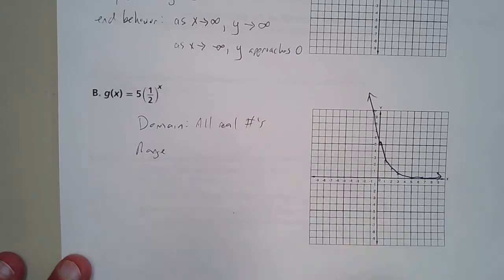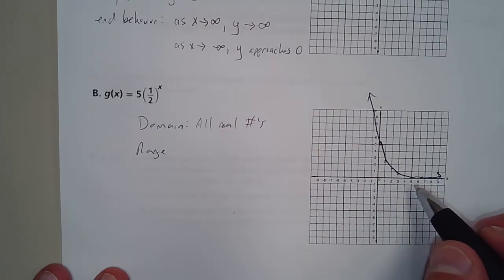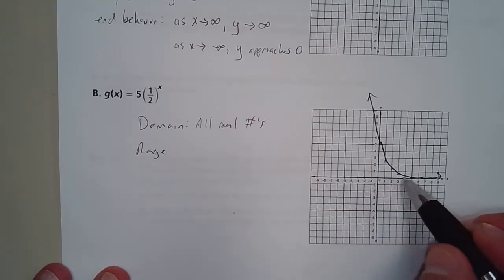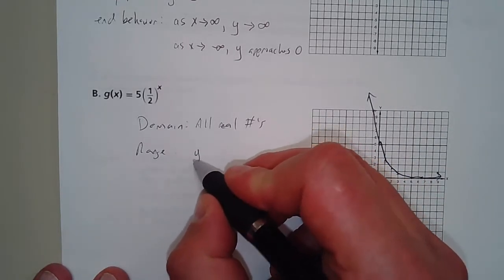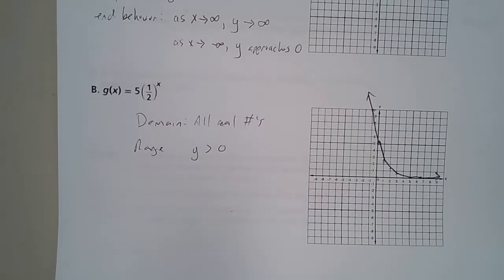Range. It's actually pretty similar. Once again, the lowest this ever hits is it doesn't quite hit 0, but it does go up forever. So it's actually the same range. Y is greater than 0.